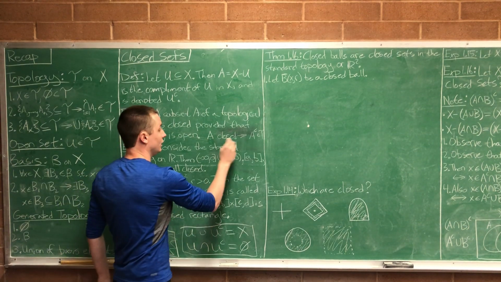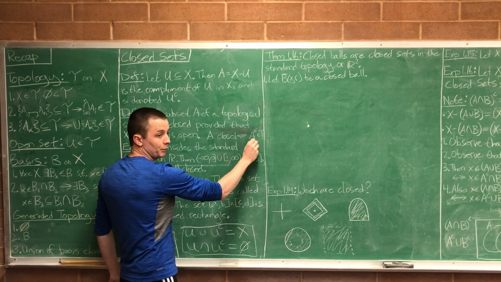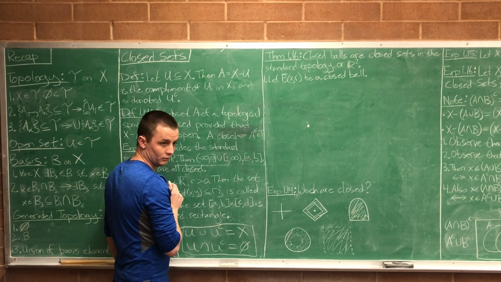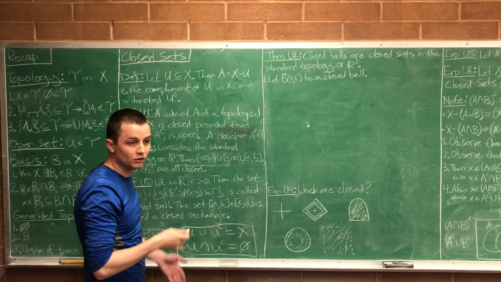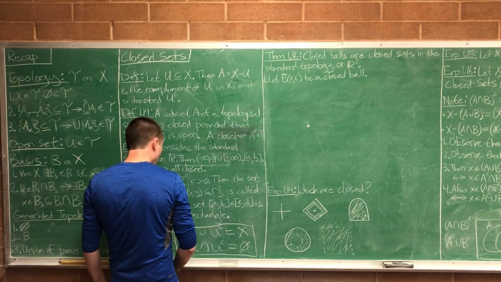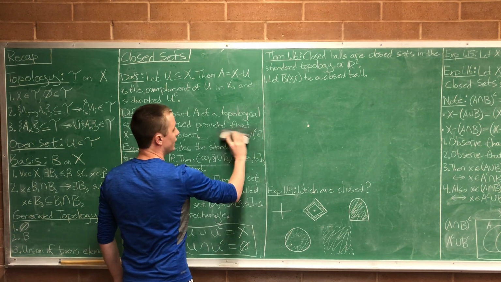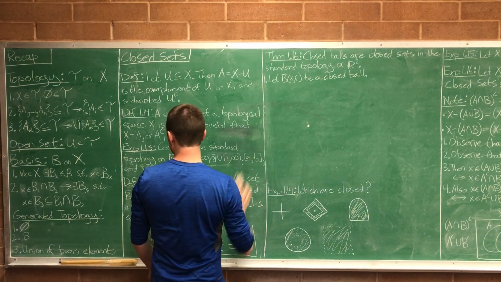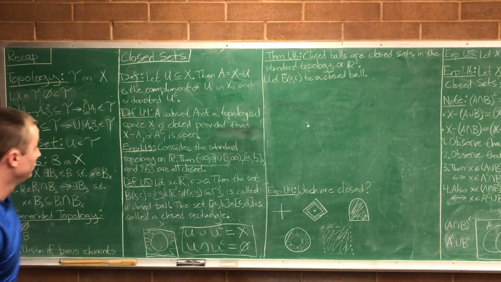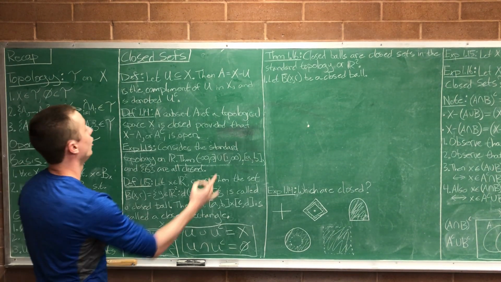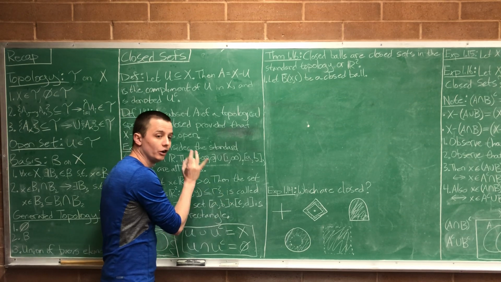And that's an if and only if. If A complement is open, A is closed. If A is closed, A complement is open. That's the definition. So a set is closed if its complement is open. So let's look at some closed sets real quick on the standard topology on R.